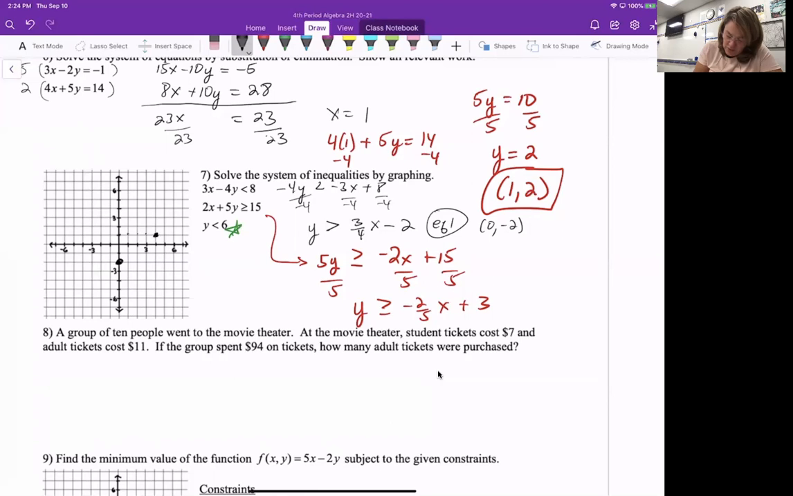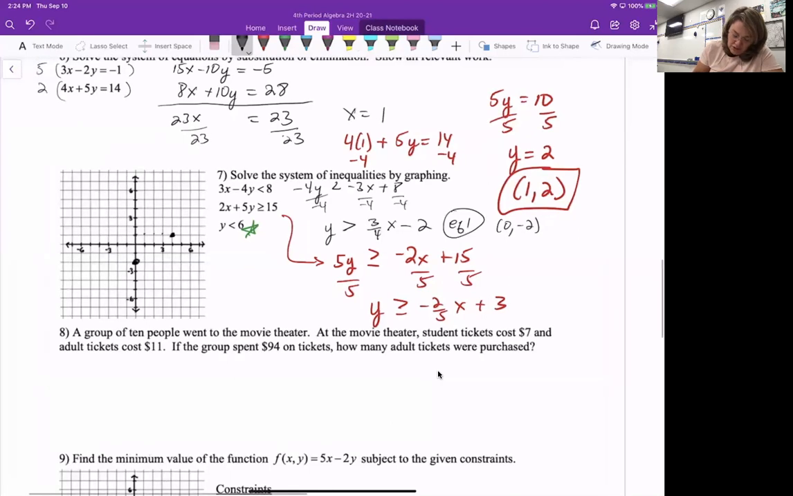And then I have to decide whether it's a dashed line or a solid line. Because it's just greater than, it is a dashed line. And then this is a little trick I do: I have a little symbol so I know it's greater than, so I'm going to go above that line. And then I have to graph the next line.